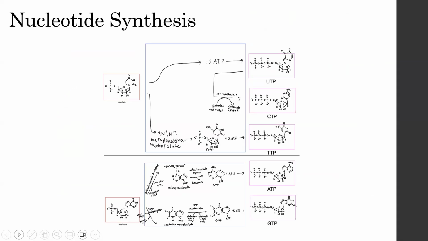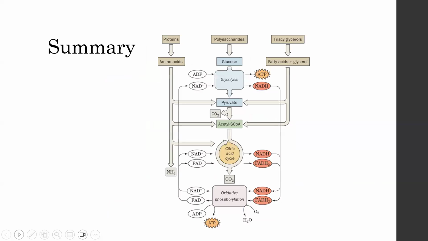ATP synthase generates the ATP needed to create nucleotides because ATP is necessary for many steps, such as the conversion of the monophosphates to triphosphates. So a summary of these pathways is shown here. Proteins, sugars, and fatty acids can be broken down to create energy in the form of ATP, which is then used to create nucleotides and regenerate ATP to use as the energy source for other biological processes.